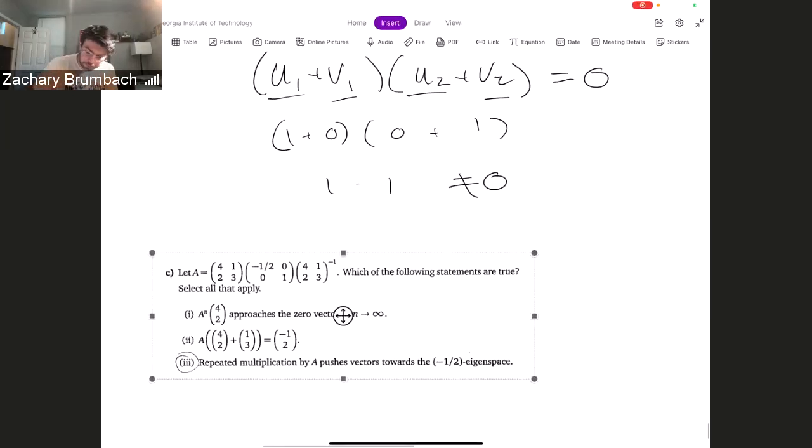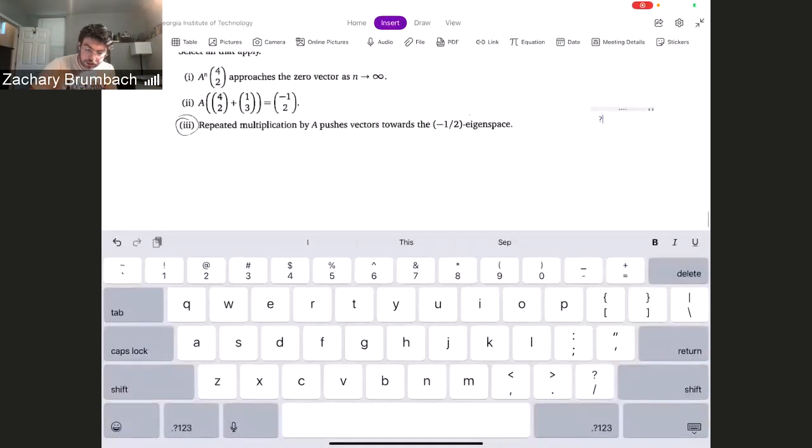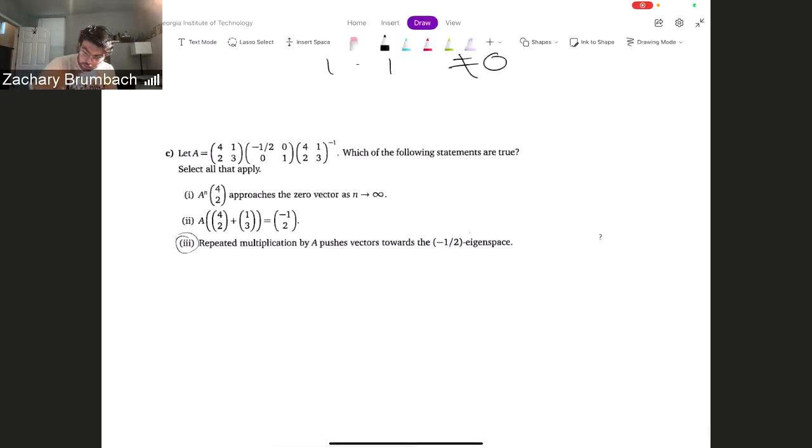All right, so we're asking here, which of the following statements are true? Someone asked particularly about II. Here, why is it true?